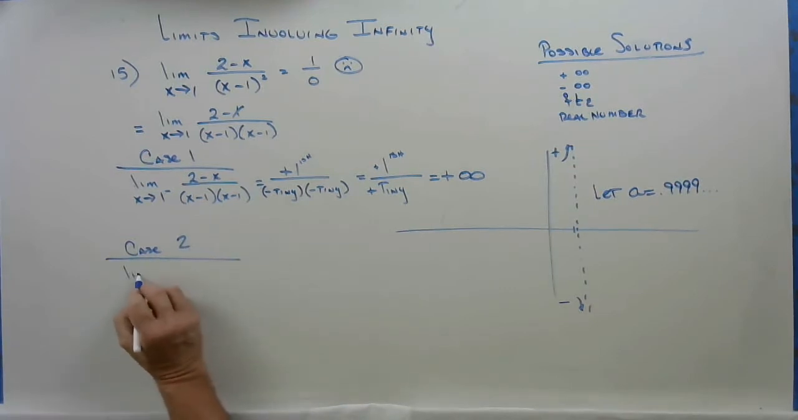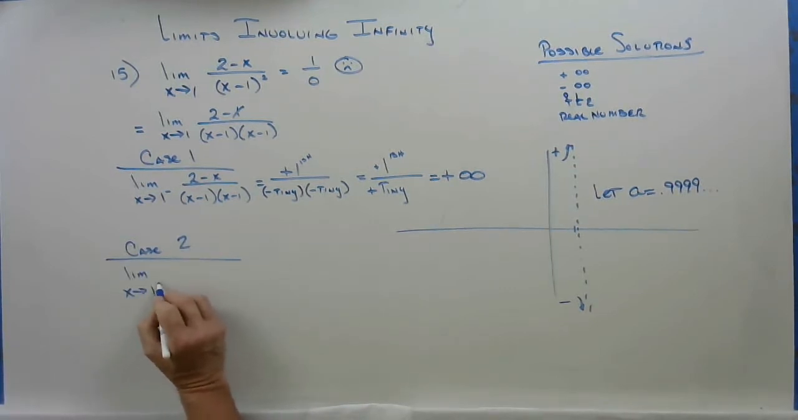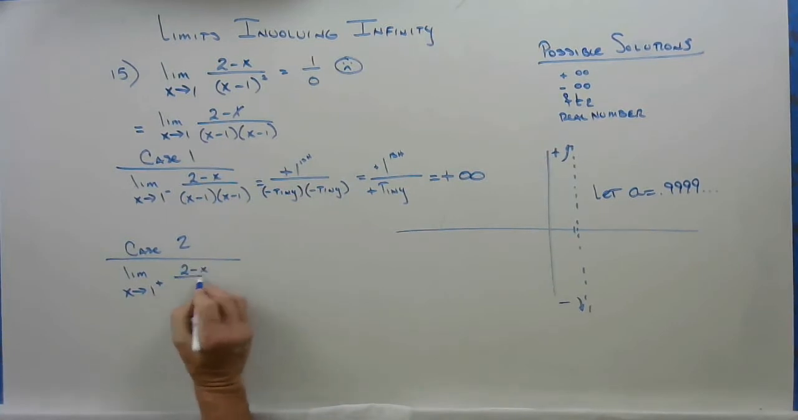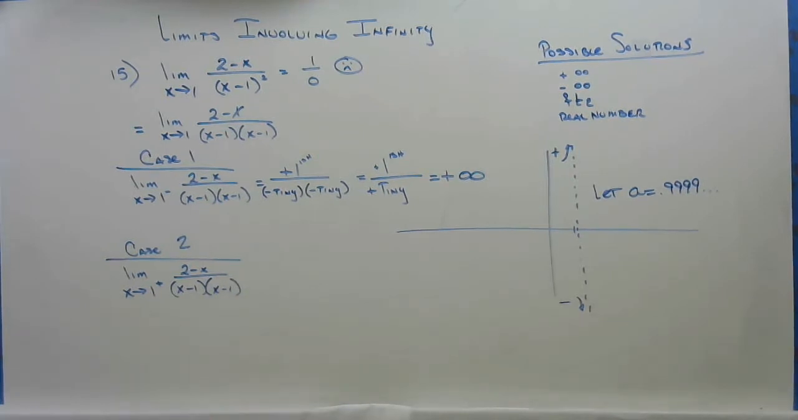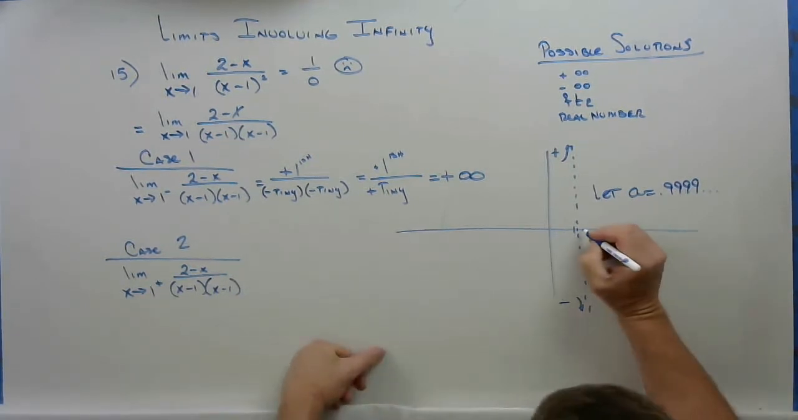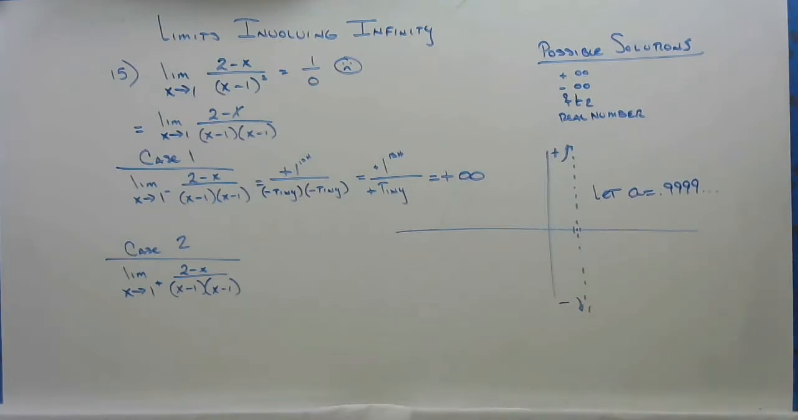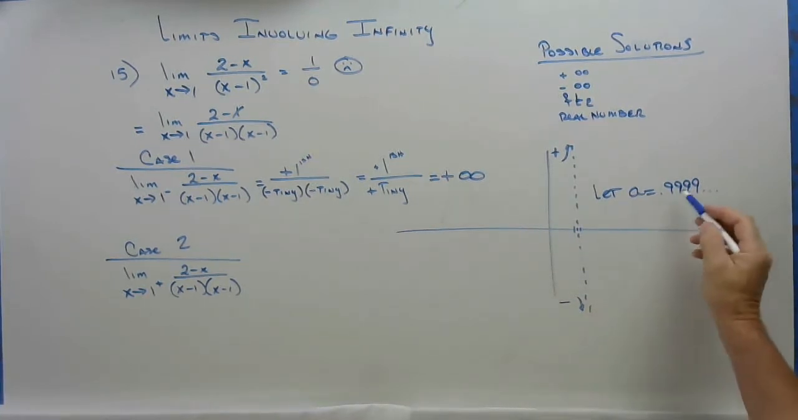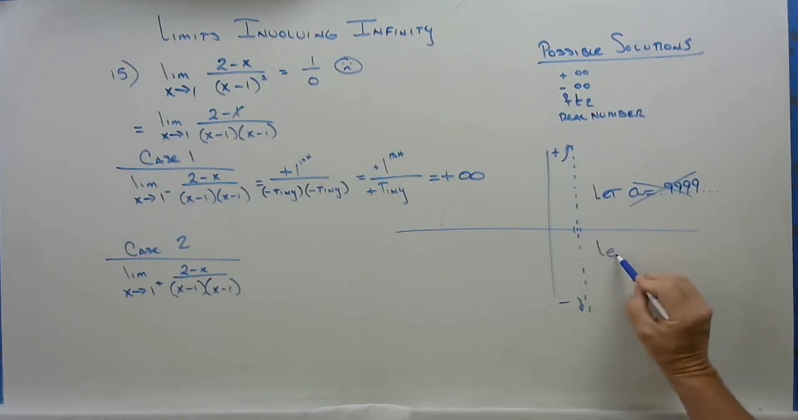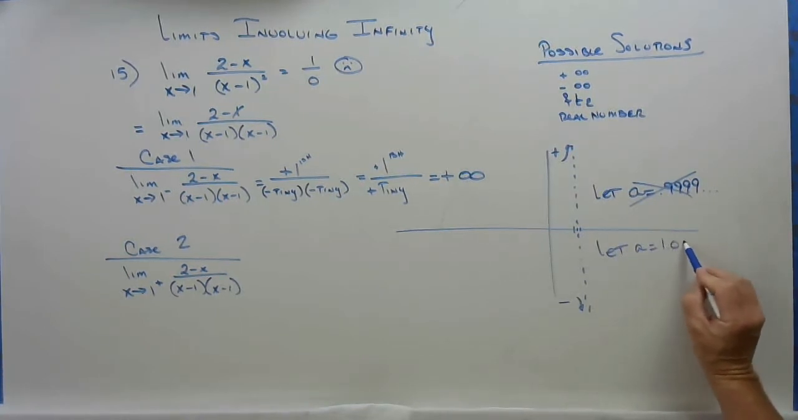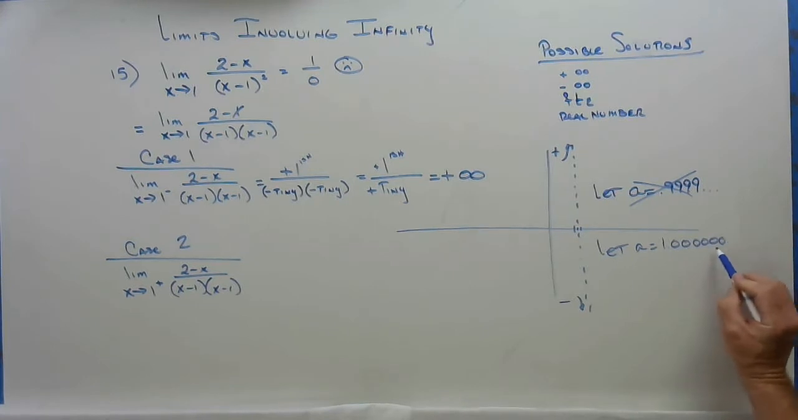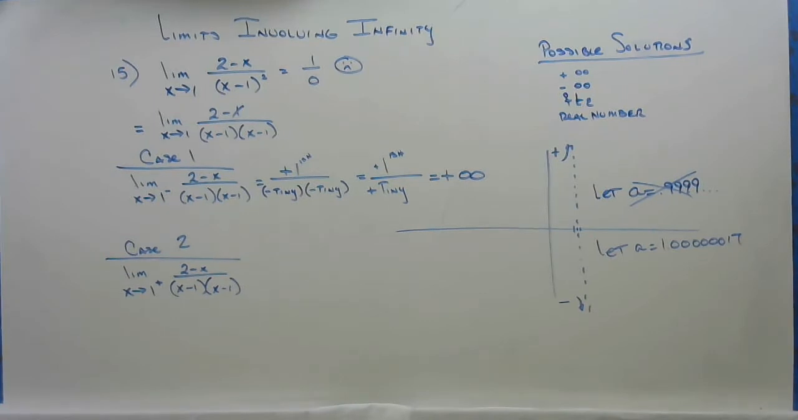It's going to be the limit as x approaches 1 from above of 2 minus x divided by x minus 1 times x minus 1. The contrast here, of course, is we're approaching 1 from above. We're coming from this side. So no longer is a going to be 0.99999. Now we're going to let a equal 1.000000, and out here someplace we throw in a 17 or something. We have a tiny number, sorry. We have a number that's a tiny bit bigger than 1.